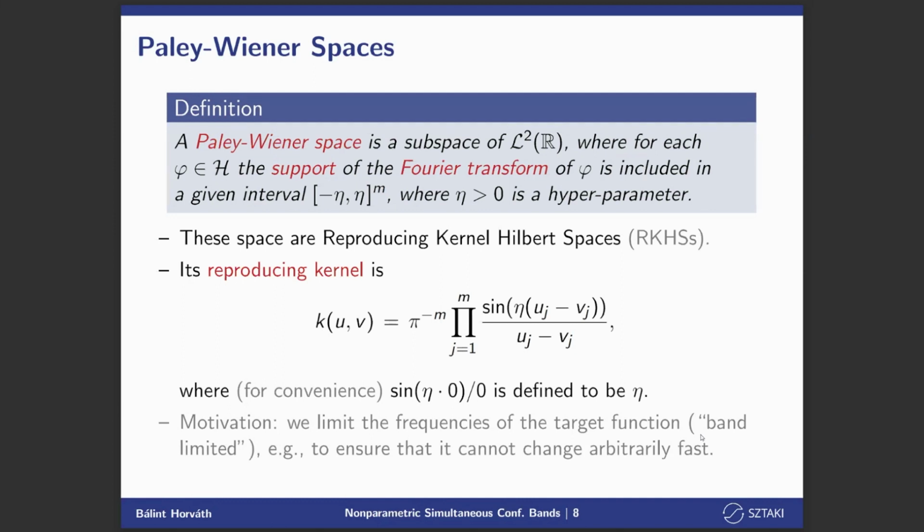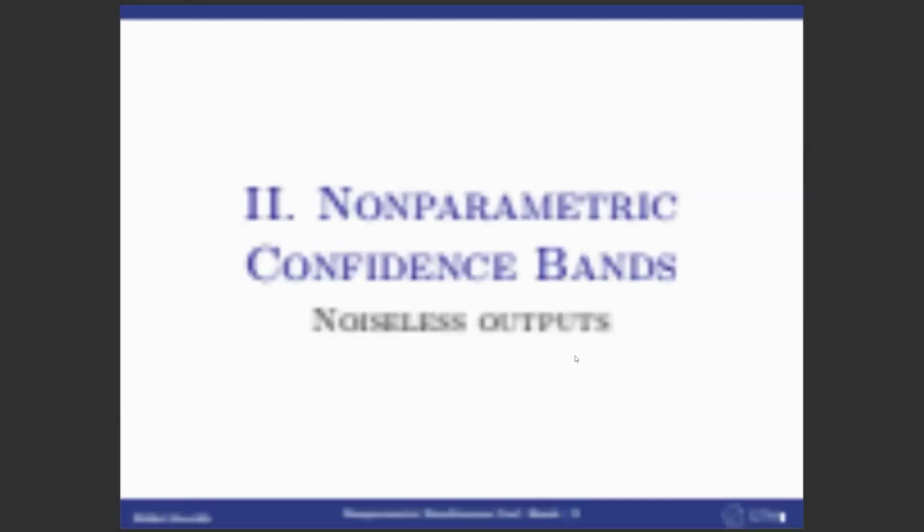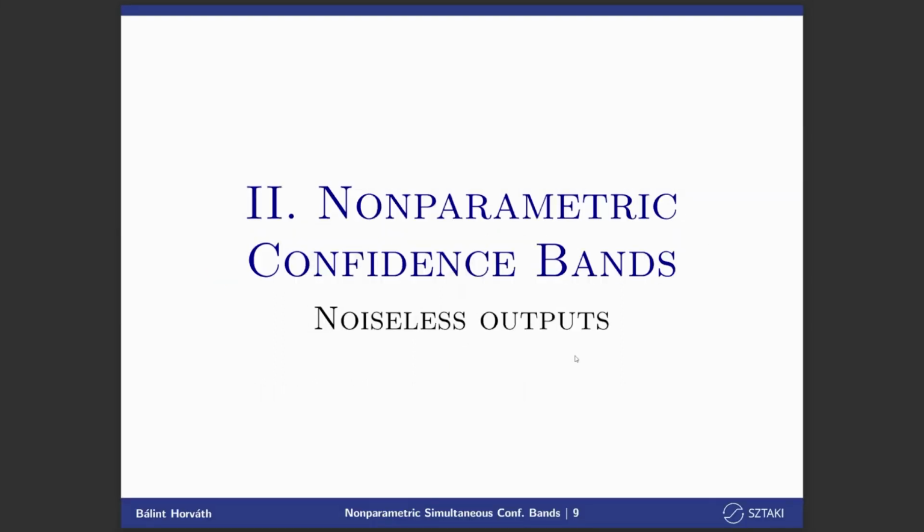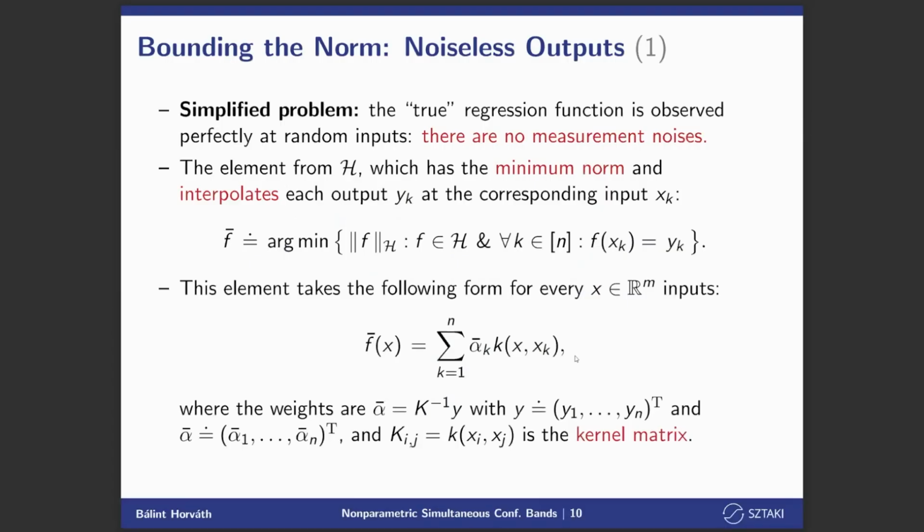And here, because it's a reproducing kernel Hilbert space, I also listed its reproducing kernel, which is given by this formula. So this was the description of the main task and the main assumptions. And here I will try to give a brief description of the method. The first case will be presented similarly to the Gaussian, which I showed previously, the noiseless outputs case. So we are working with a simplified problem here.